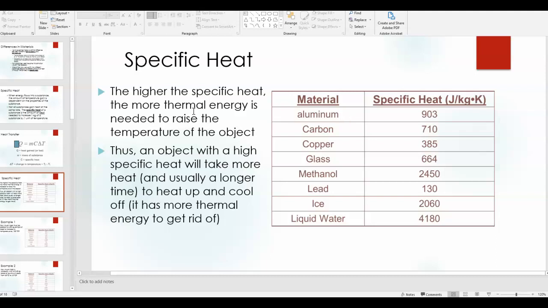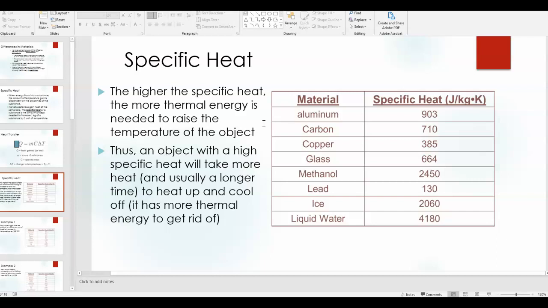In simple terms, the specific heat basically tells you how easy it is to change the temperature of something. The higher the specific heat, the more thermal energy is needed to raise the temperature of the object by 1 degree. In other words, an object with a high specific heat is going to take more energy to increase its temperature, or the reverse of that, it's going to release more heat when it cools off.